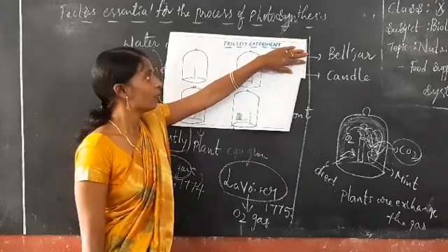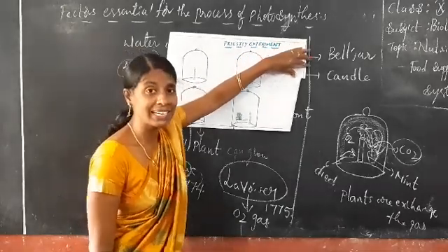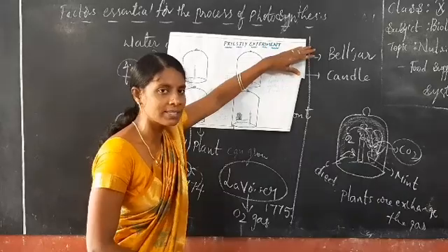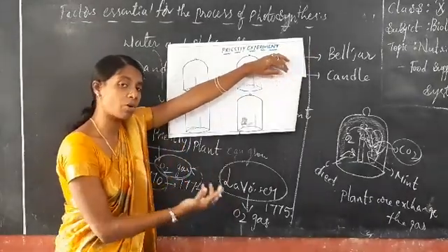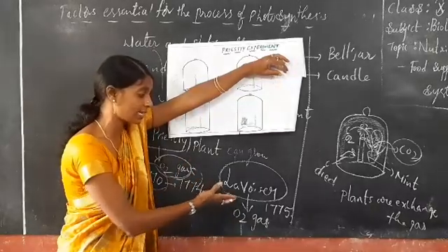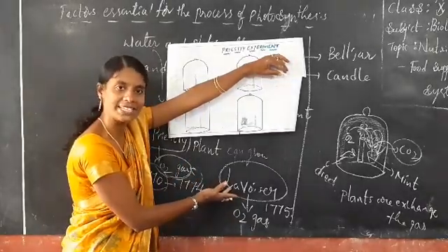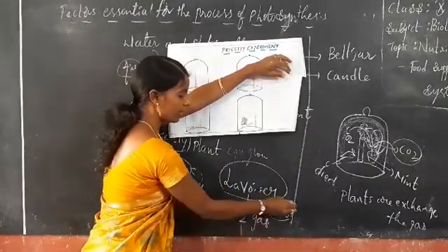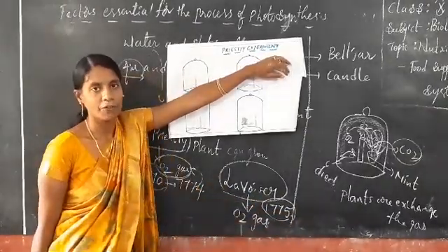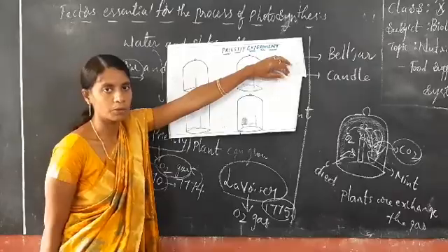This is Priestley's experiment. In which year did he discover oxygen gas? That is nothing but 1774. Later it was named by which scientist? That is nothing but Lavoisier. In which year did he coin the name for oxygen gas? That is nothing but 1775. Clear, all of you?